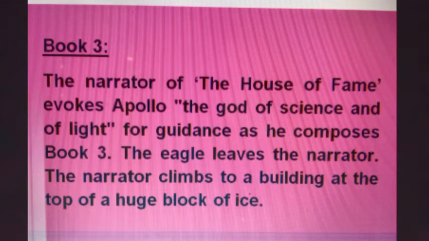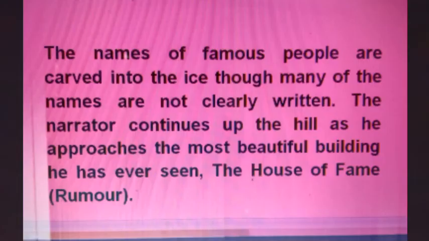Now, after coming out from the house of fame, the eagle leaves the narrator. The narrator now is alone, and he climbs to a building at the top of a huge block of ice. The names of famous people are carved into the ice, though many of the names are not clearly written. So he can see the names of people, but so many names are blotted out because of the melting ice.